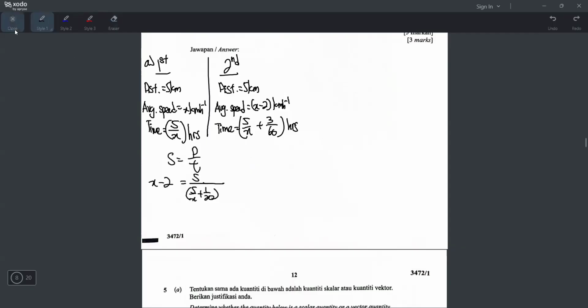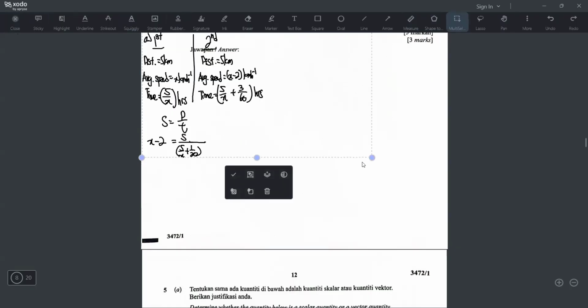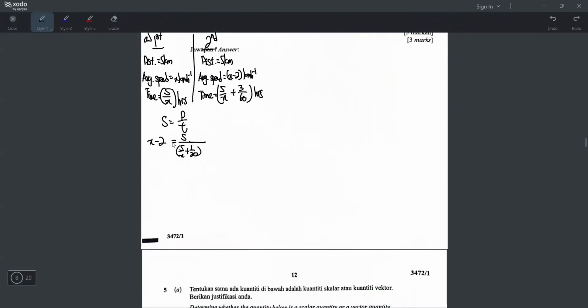Okay, now we are trying to solve this. Okay, I need more space, so let me make this smaller. All right. So how can we continue from here? We move this whole thing over, to multiply. So x minus 2, when you move this over, it becomes times, right? So it becomes x minus 2 times 5 over x plus 1 over 20 equals 5, right?